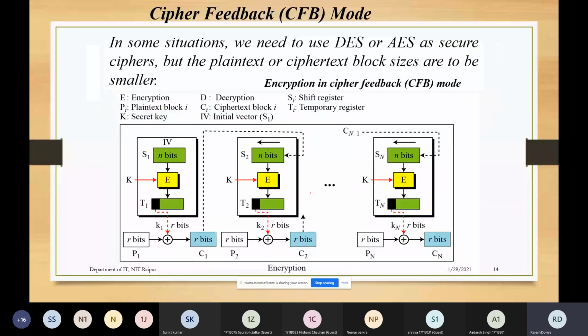Now the next mode is cipher feedback mode, CFB. In some situations, it may be possible that the variations of DES or AES which we are using do not fit, or the data which we have in our hand is not suitable to apply DES and AES. As we have seen, AES is there for a standard block size of, let us say, 128 bits or 512 bits or 1024 bits.